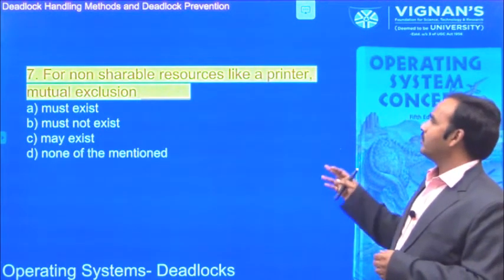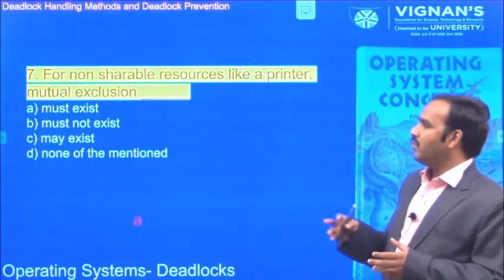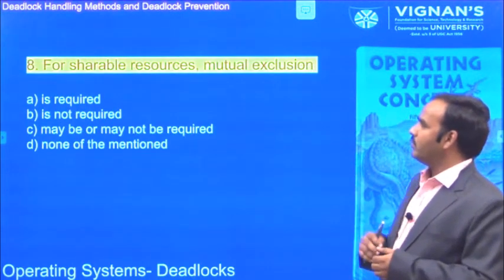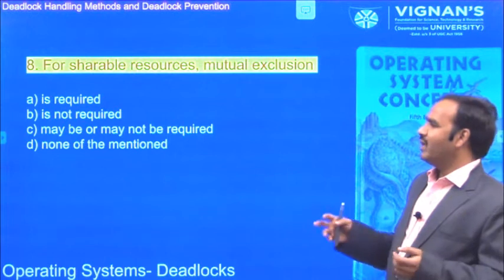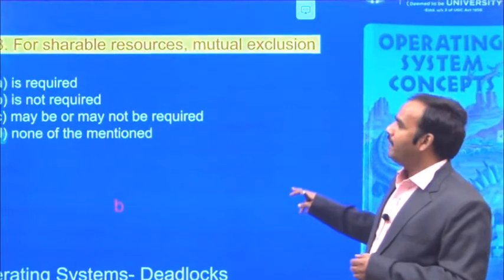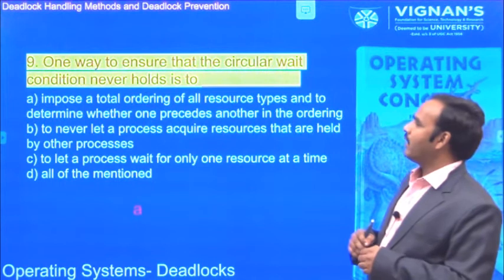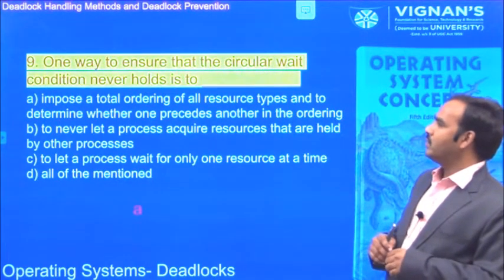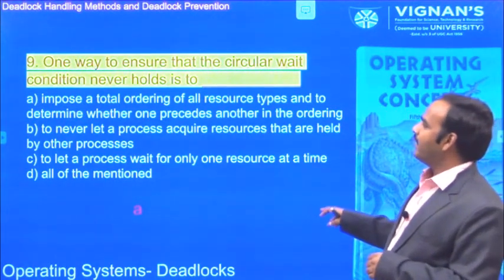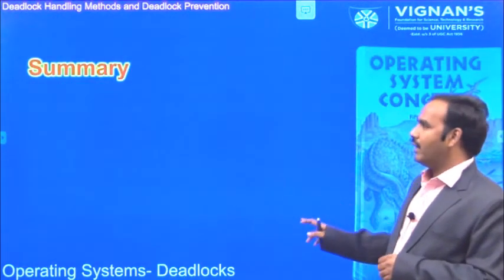For non-shareable resources like a printer, mutual exclusion must exist. For a printer, we cannot eliminate mutual exclusion. For shareable resources, mutual exclusion is not required at all. And coming to the ninth question, one way to ensure that the circular wait condition never holds is to impose a total ordering of all resource types and determine which one precedes another in the ordering. So answer A is correct.